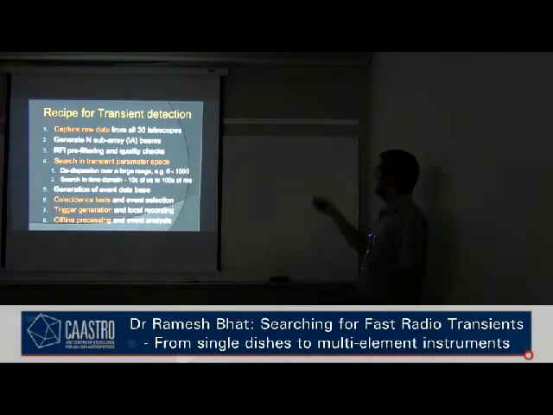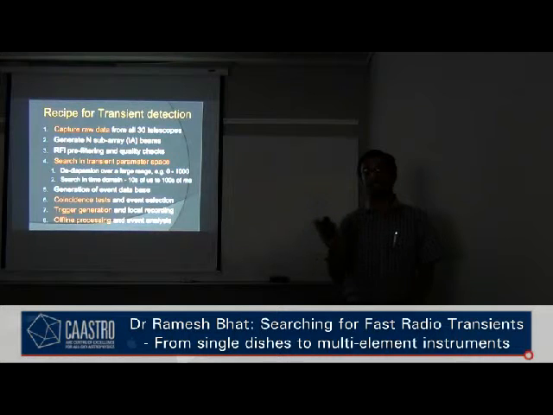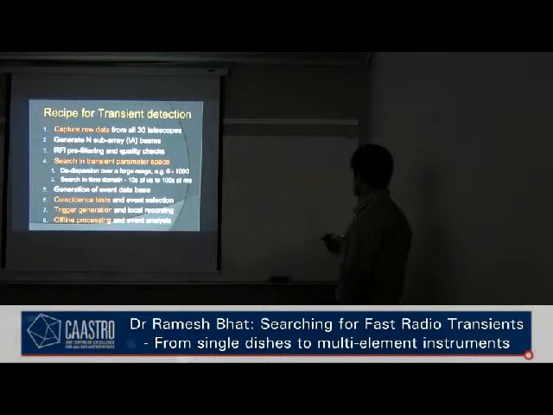So this is pretty much the way we do it. Like I said, you capture raw data and form multiple subarrays, and you do your RFI mitigation and quality checks. At the moment, we just do some very basic quality checks to make sure that the data is sensible and not corrupted by any instrumental malfunctioning or whatever.